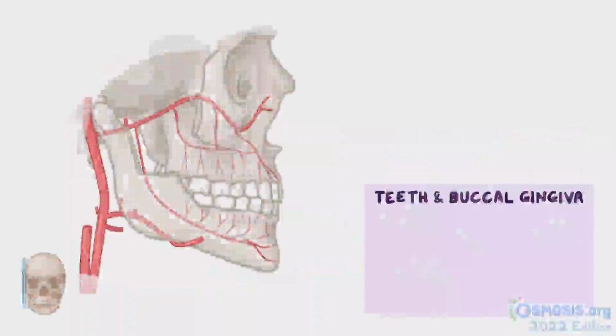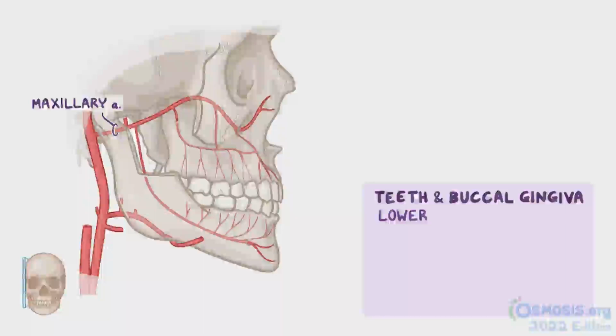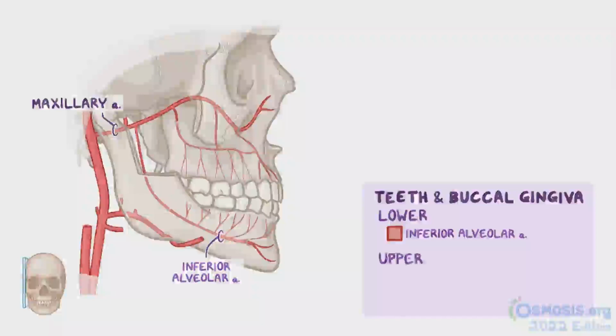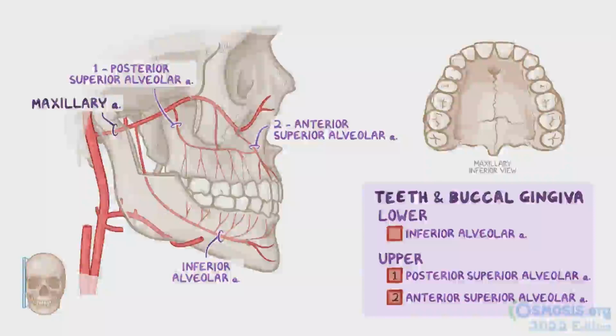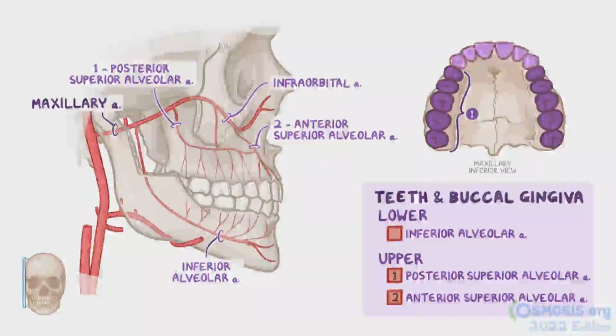Okay, now both the teeth and gingiva get their arterial blood supply through branches of the maxillary arteries. The lower teeth and the corresponding gingiva facing the lips, called buccal gingiva, are supplied by inferior alveolar artery branches, directly from the maxillary artery. The upper teeth and their corresponding buccal gingiva are supplied by the posterior and anterior superior alveolar arteries. The posterior branch arises directly from the maxillary artery and supplies the molar and premolar teeth. The anterior branch originates from the infraorbital artery branch of the maxillary artery and supplies the canine and incisor teeth.